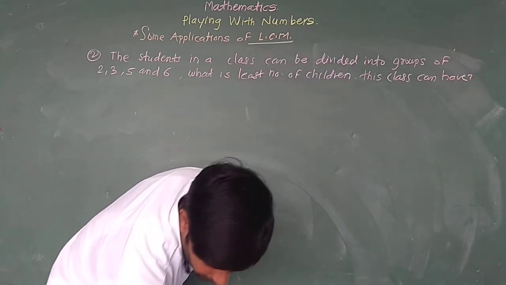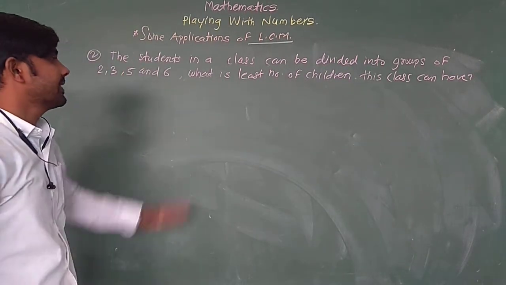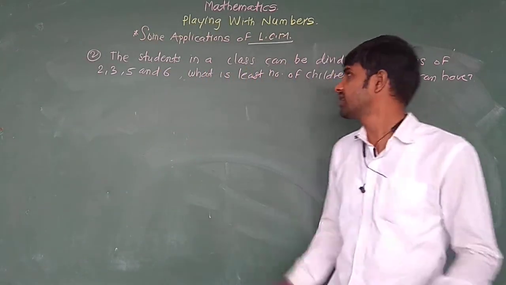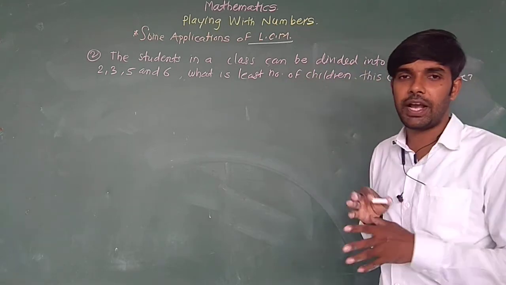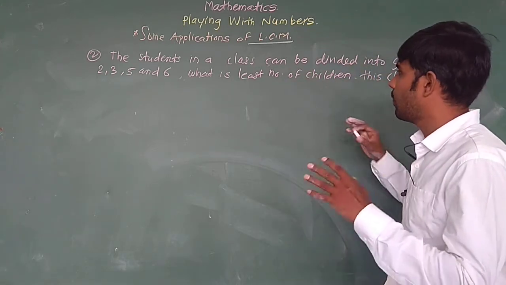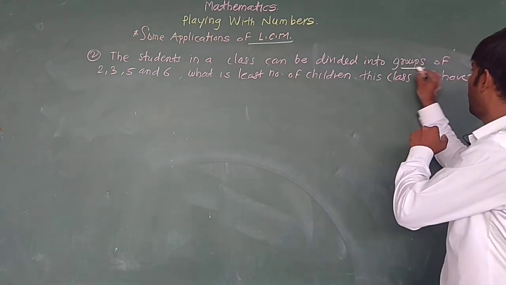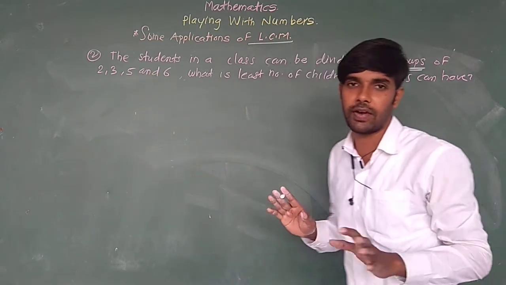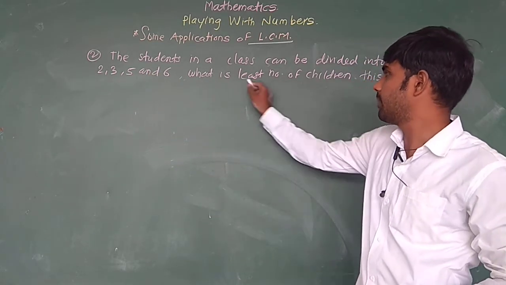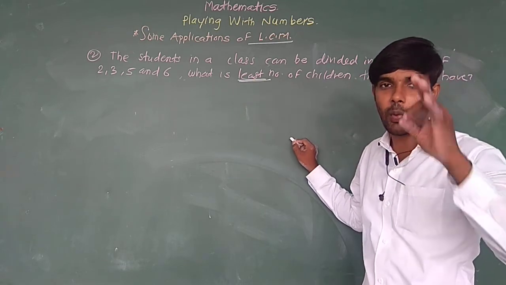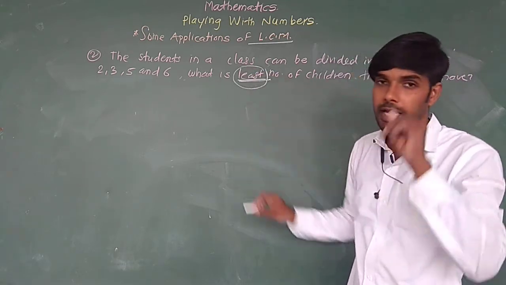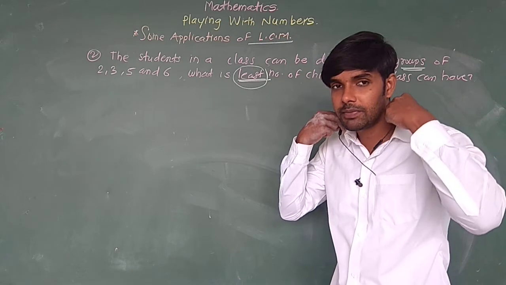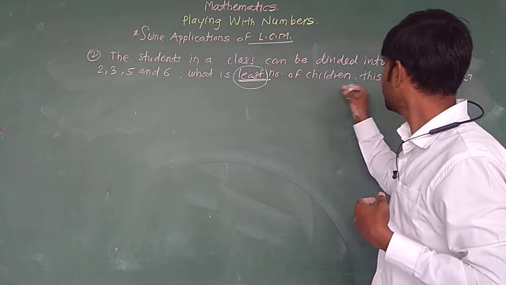Okay, so look here. What is the question? The students in a class. Suppose in a 5th standard class there is some number of students, and we have to divide the students into groups of 2, 3, 5 and 6. What is the least number? Look here, least, lowest, smallest. That means in this example you have to find the LCM. The example is based on the LCM of the numbers.